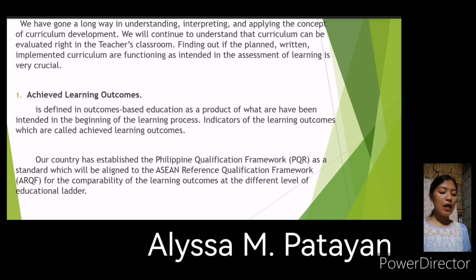Number 1. Achieved learning outcomes. This is defined in outcome-based education as a product of what has been intended in the beginning of the learning process. These are the indicators of the learning outcome, which are called achieved learning outcomes.